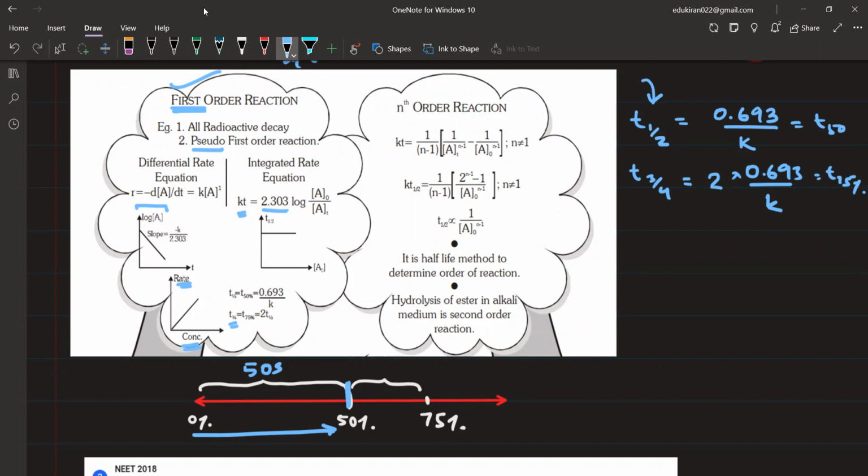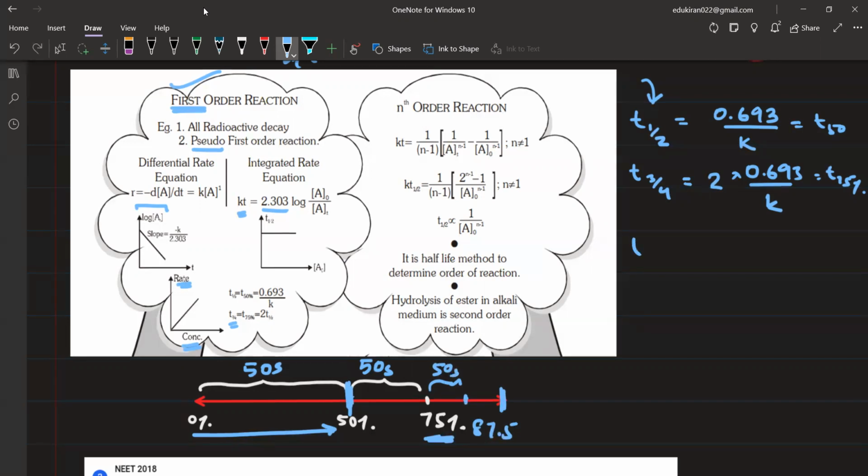So once again, between 50 and 100, where will it be? It will be at 75%, right? 50 to 100, what is the middle point? 75%. Now from 50 to 75%, you will again need 50 seconds. Now from 75 to 100, what is the middle? 87.5, right? This will again take 50 seconds.